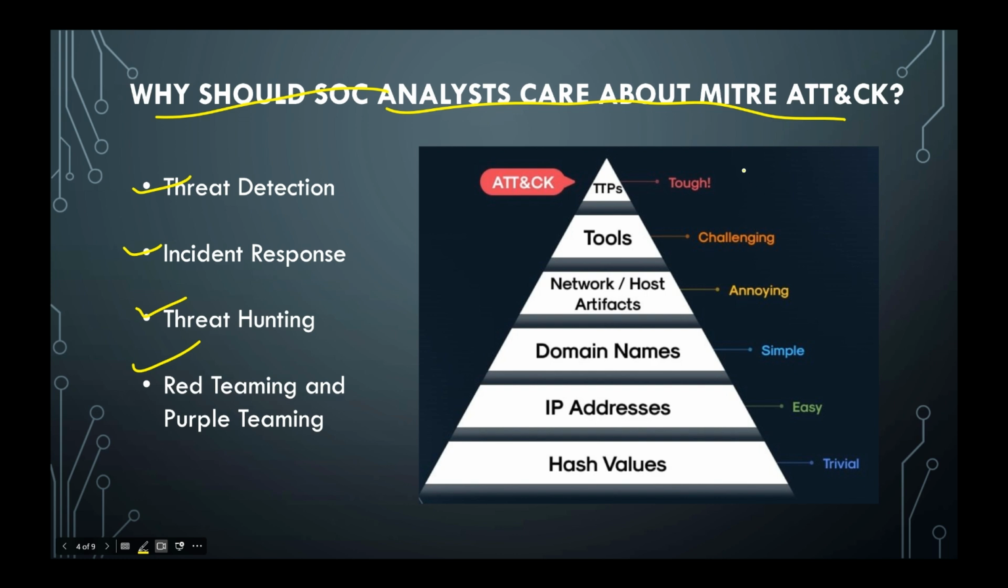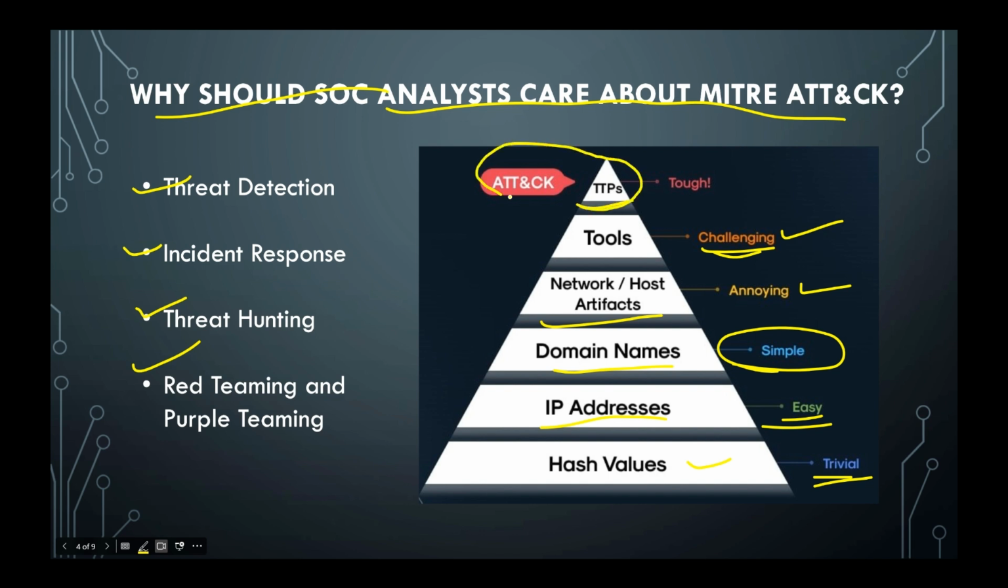So this is the Pyramid of Pain model. Here you can see detecting a hash value is trivial. IP address detection is so easy. Then we have domain names, which are also very simple. Network and host artifacts are annoying. Tools detection is challenging. But if we talk about the techniques, tactics, and behavior of the attacker, it is very tough. So that's where MITRE ATT&CK plays a vital role.